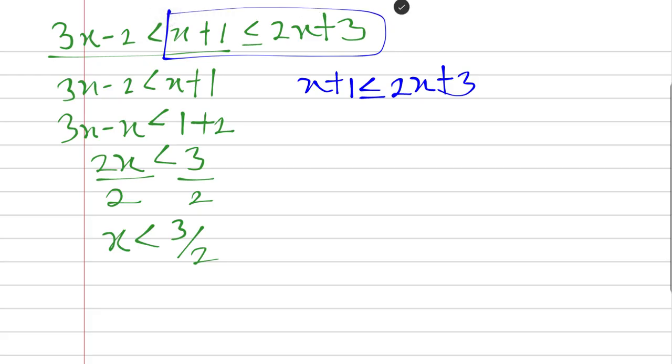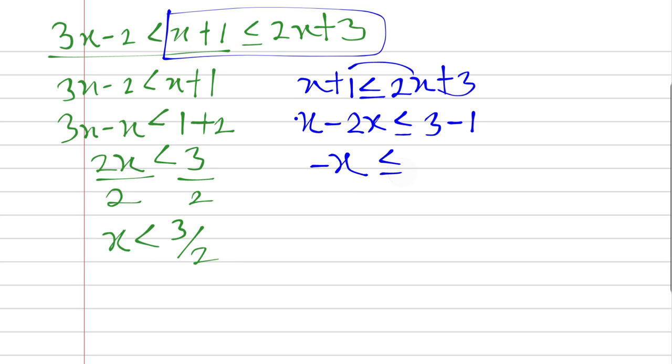Remember what I told you then. So this is what I'm doing now. I'll bring this 2x to this side. So that will be x minus 2x less than or equal to 3 minus 1. This will now give us minus x, because x minus 2x will give you minus x, less than or equal to 2. Are you seeing that now? Then here you will divide both sides by minus 1. That means x will now be greater than or equal to minus 2. Are you seeing that now? x will now be greater than or equal to minus 2.